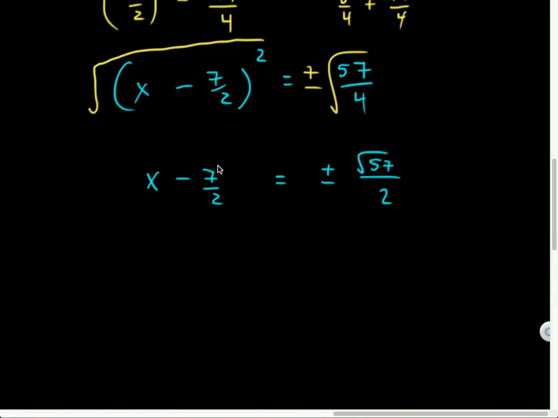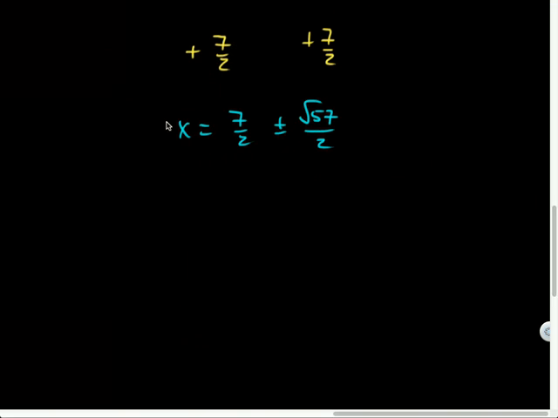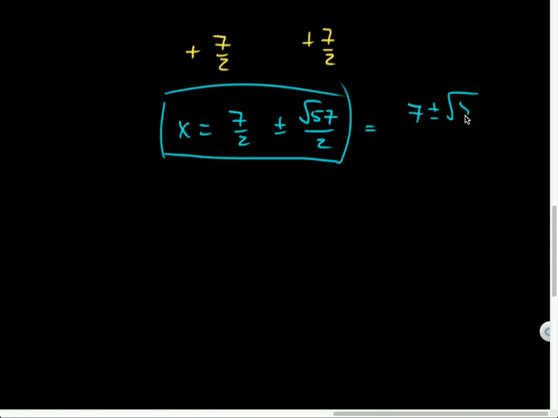How do I solve for x? Add 7 halves to both sides. And I get two answers here. x equals 7 halves plus or minus the square root of 57 halves. Now, I'm cool if you leave your answer this way. Sometimes you'll even see it written this way, where they combine them over a common denominator. And I want to point out there are two answers here, right? Plus or minus that number.